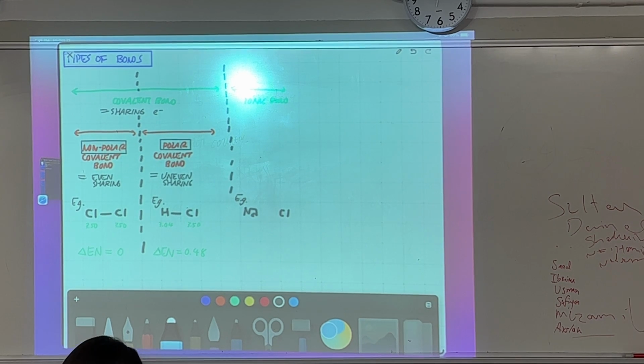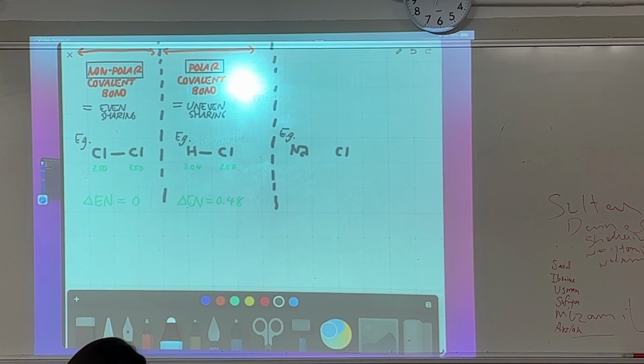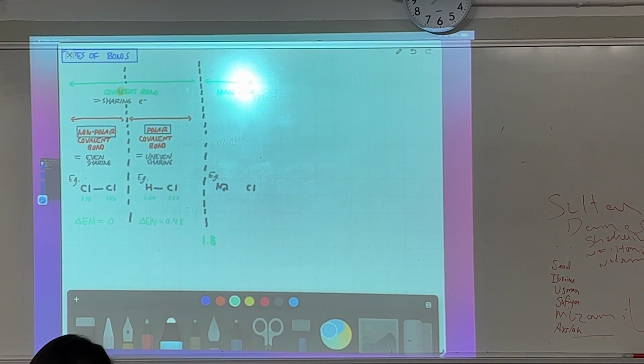When you have a bond with delta En smaller than 1.8, that's covalent. Anything with delta En smaller than 1.8 is covalent. You see 0.48 is smaller than 1.8. 0 is also smaller than 1.8.